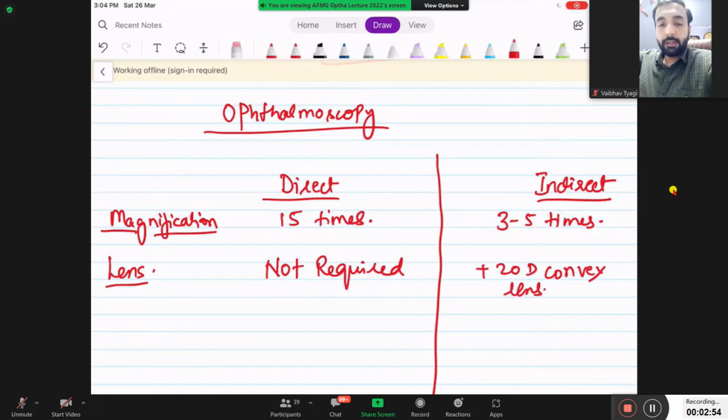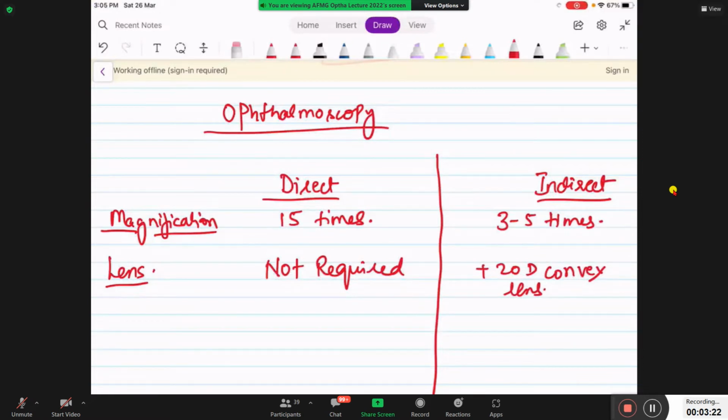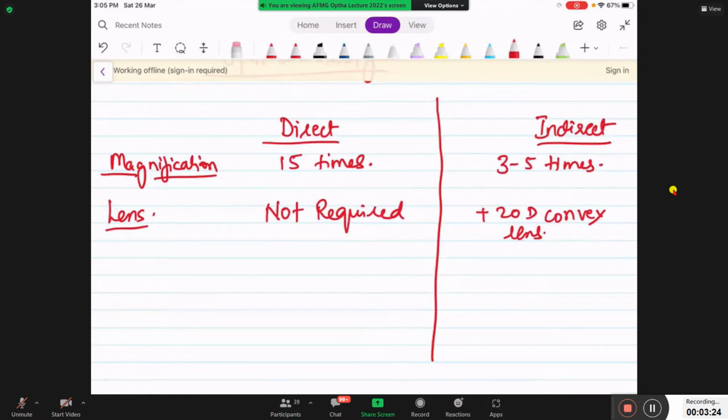Indirect ophthalmoscope, this is a head mounted instrument which we wear on our head, and there is a lens which is 20 diopter lens. Through that lens, we visualize the fundus of the patient by indirect ophthalmoscopy. Whereas in direct ophthalmoscopy, we use this direct ophthalmoscope directly to visualize through the hole in this, and there is no need of any condensing lens in direct ophthalmoscope. Okay. So lens is not required in direct.